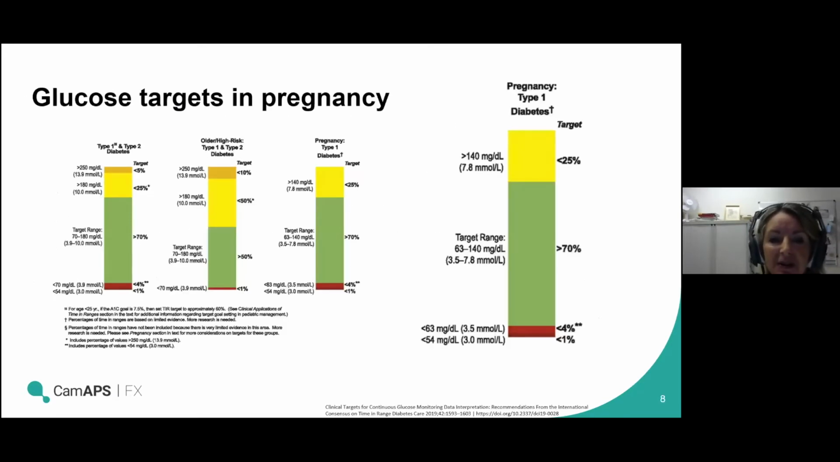Now we're going to just talk a little bit about the glucose targets in pregnancy. And I think everyone will now be familiar with the concept of using time in range. In pregnancy specifically, we're aiming for 70% of the glucose levels in the pregnancy target range of 3.5 to 7.8, no more than 25% above 7.8, no more than 4% below, no more than 1% in the extreme lower range, below 3. We're also keeping our eye on mean glucose, and we'll come back to that later.